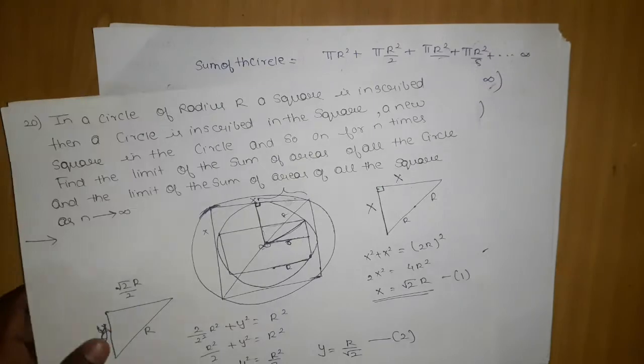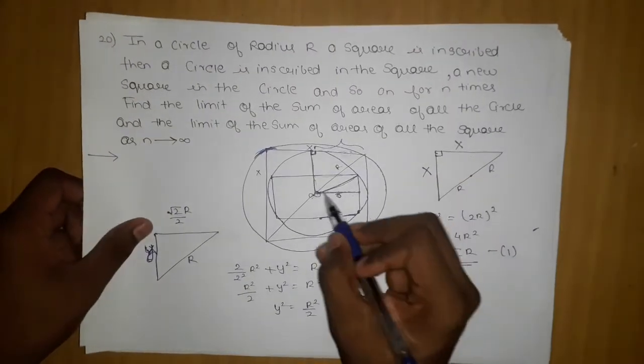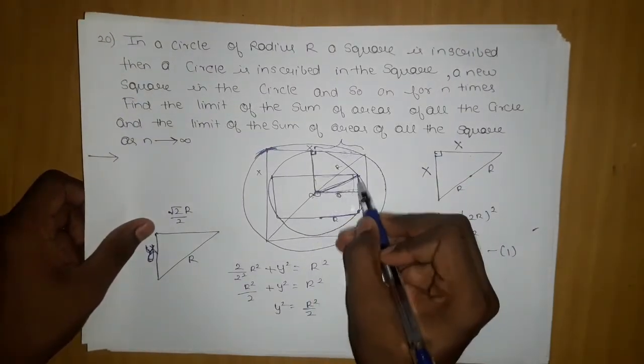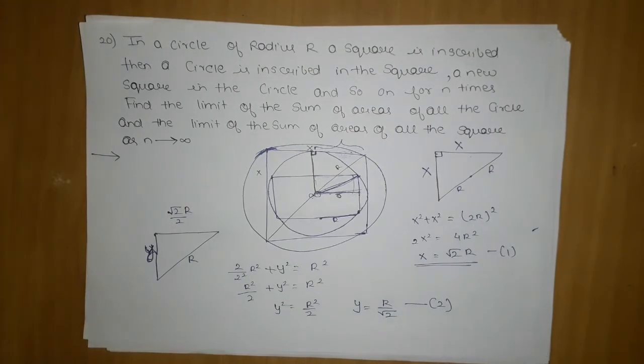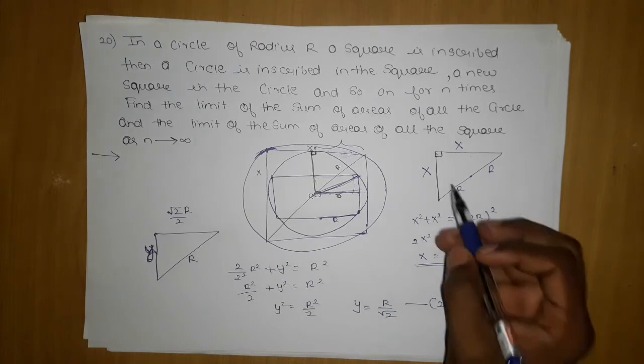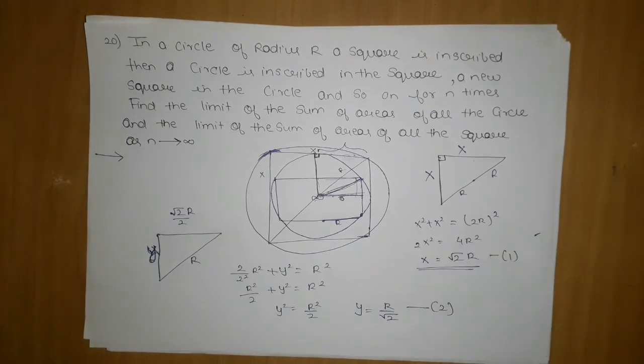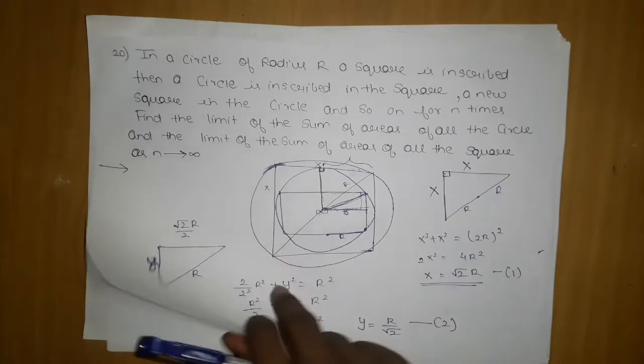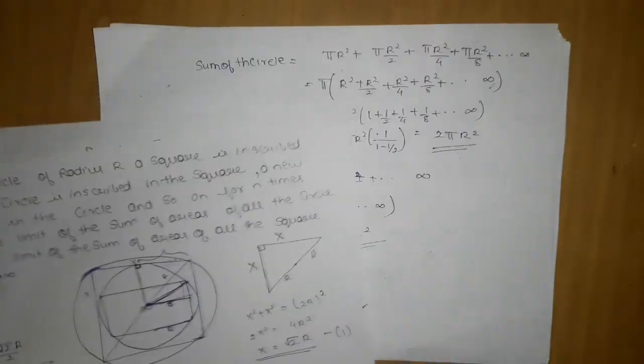Finding the area part is very easy, but analyzing these triangles is a little difficult, a bit challenging. So be alert in those things. I hope I have told you each and every step very clearly. Now let's move on to the next question, which is question 21.